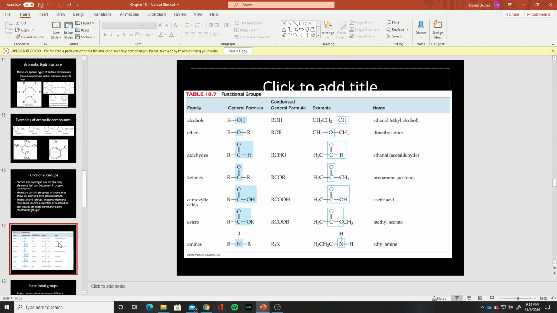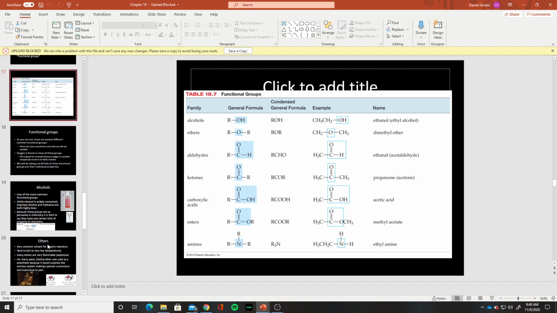Same exact thing with these functional groups. So you will need to memorize what these functional groups look like. Thankfully, there's not very many of them here. There's only 7, I guess. Yeah, 7. And they are all different. Some of them do look kind of similar, but they are all different. So I would expect you to be able to identify these functional groups.